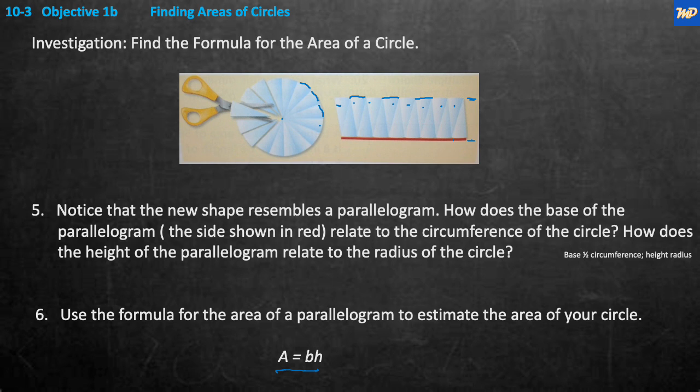Well, we know what that is, right? The base is the red area. The height is the height of the pie pieces, which is the radius.